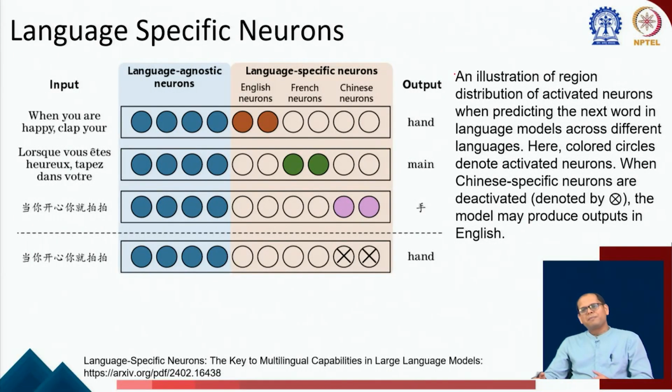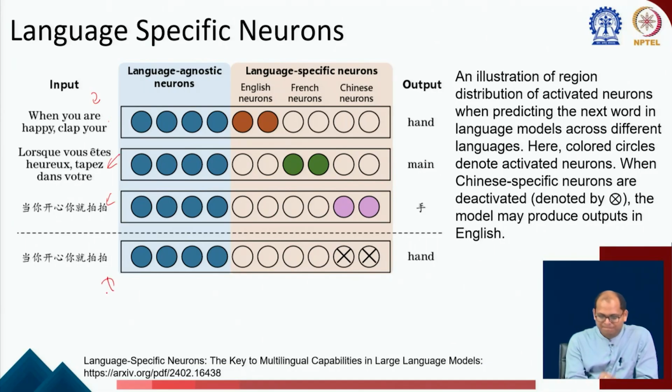Okay. Now, coming to another paper, this was similar ideas, but they were trying to see are there some language specific neurons that we see in the models. So, we are talking about multilingual models and we are doing multilingual tasks. Are there certain neurons, certain units that are more responsible towards certain languages than others? So, here is an illustration. Suppose this is your input. When you are happy, clap your, I mean this you are giving in English, or you can give in other languages, right. English, French, Chinese.